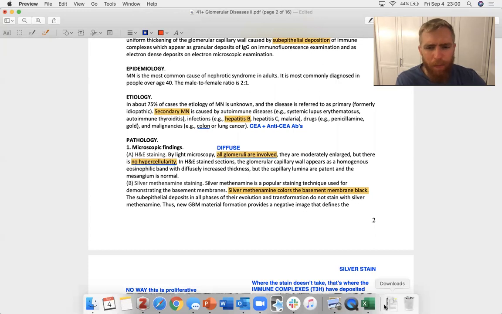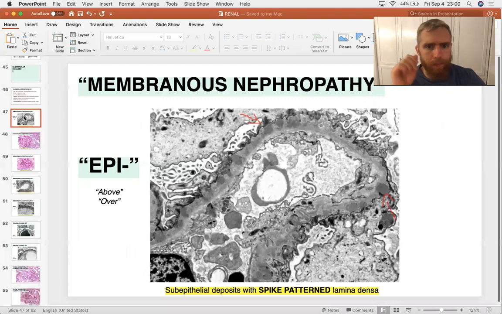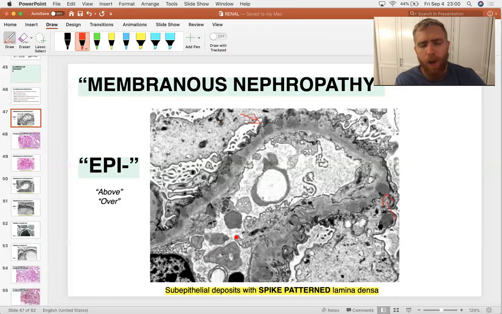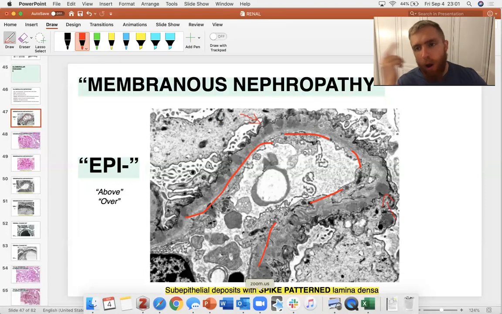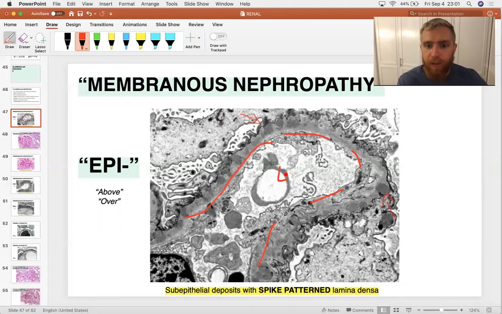So let's look at it before we go any further. Here are these deposits on electron microscopy. Remember, how are we going to read or interpret any electron micrograph? Well, step one, find the basement membrane. So here's our basement membrane. You can tell that it's this big, thick strip here. Step two, which way is it curving? Because you know that everything on the inside of the basement membrane is going to be your endothelial side. And then everything on the outside of it is going to be your epithelial side or your podocyte side.